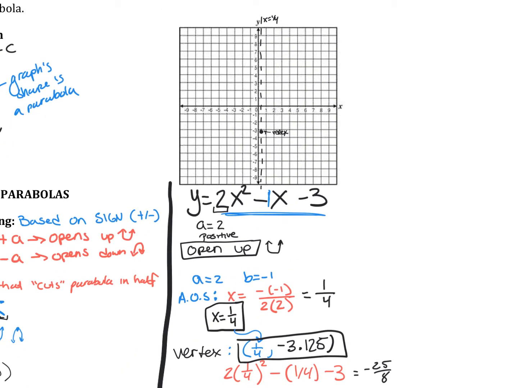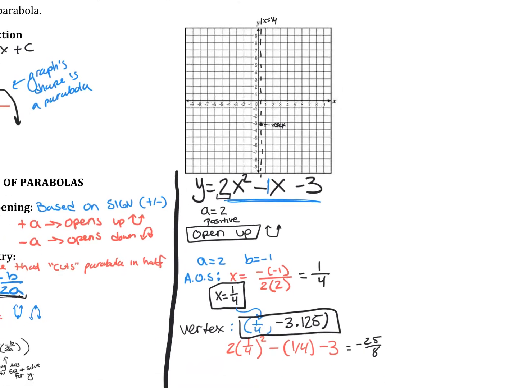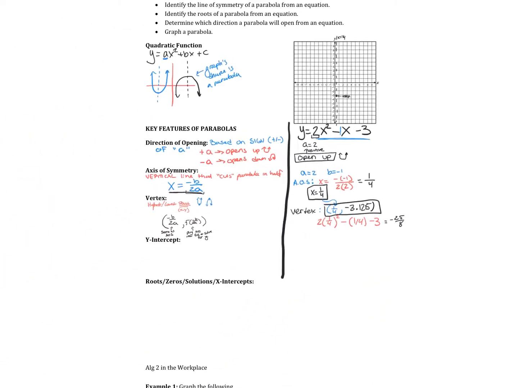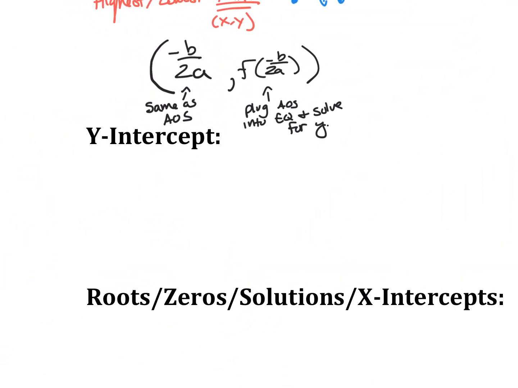Okay, so slowly but surely we're adding stuff to our graph, or our parabola here, to sketch the graph. Now the last things are the intercepts. The y-intercept is where the graph crosses the y-axis, or where x equals 0. So you just plug in 0 for x and solve for y.